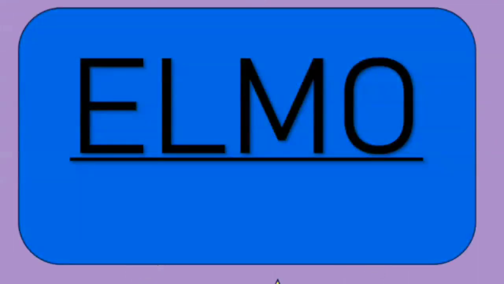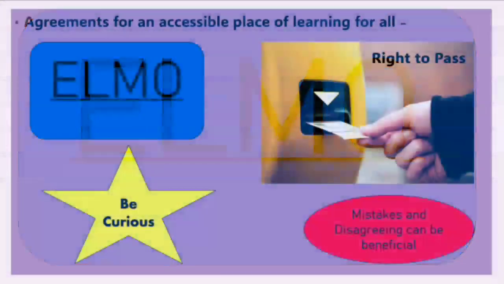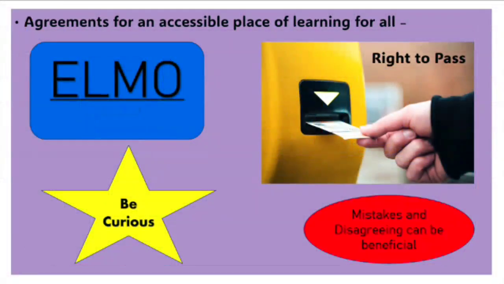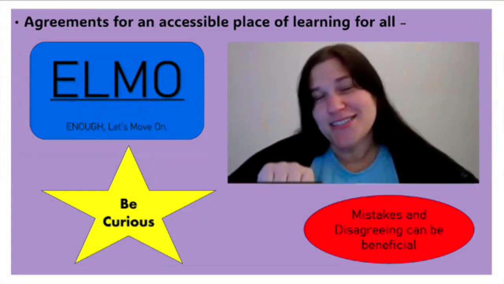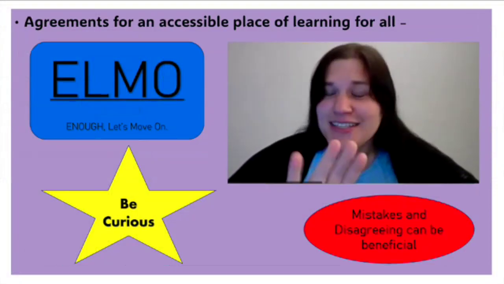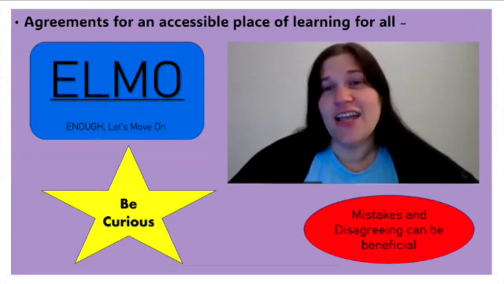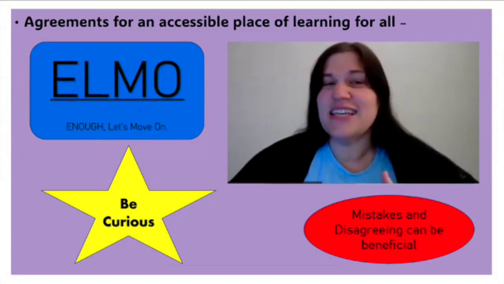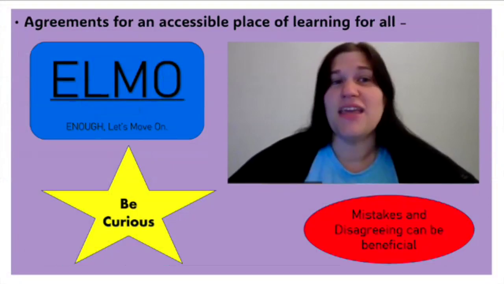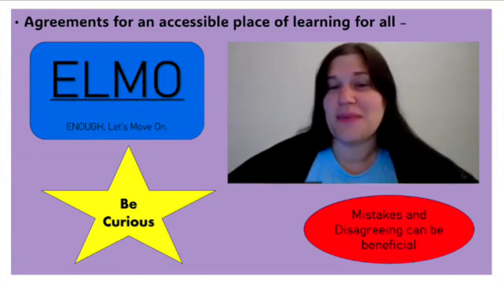And then the last one up here is ELMO. In all of our TBR courses, we use ELMO. ELMO is to help us as facilitators or trainers when we may just get so excited about a topic and we're just rolling along. Sometimes we have to have somebody tell us, enough, let's move on. So feel free to give me that gentle nudge if needed to say, hey, that's enough. Let's just move on. In chat, if you guys will drop in any other ideas or things that you use to make an accessible and safe learning space.